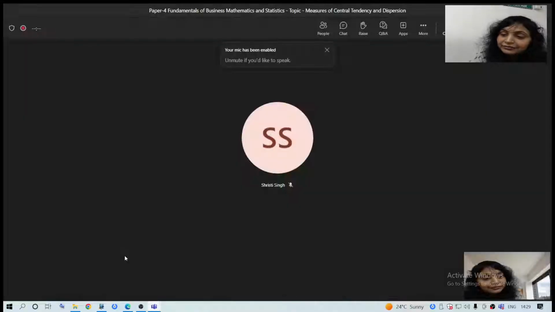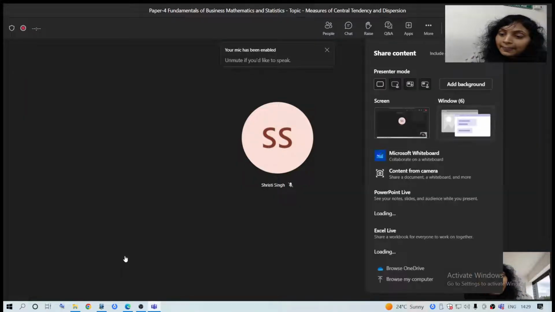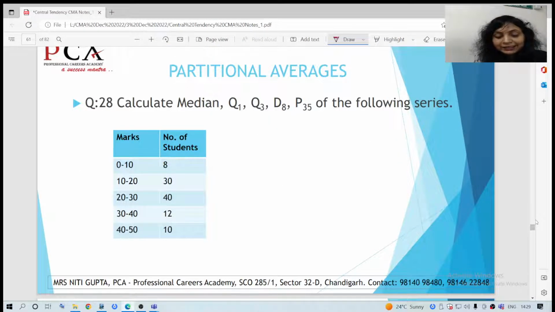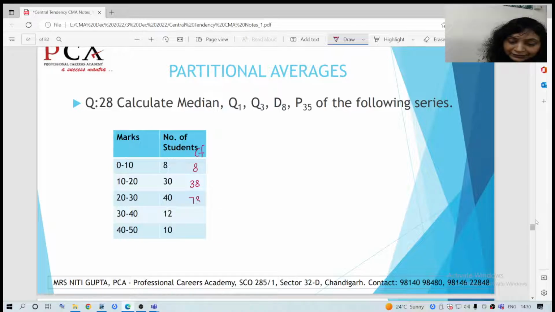So we have a question on a continuous series, in which we have been given class intervals as well as the number of students. So let's start. First thing, ascending order. The class intervals are already in ascending order. Second thing, cumulative frequency. The cumulative frequencies are 8, 38, 78, 90 and 100. That means total frequency is 100.